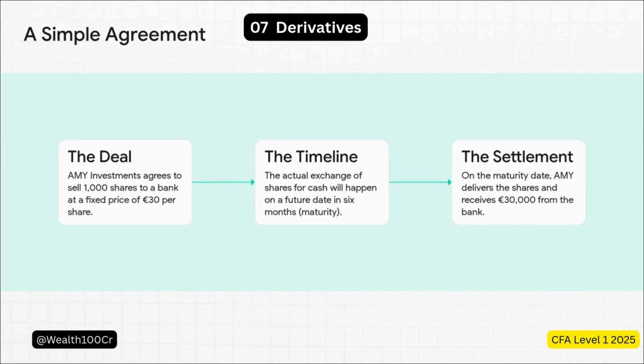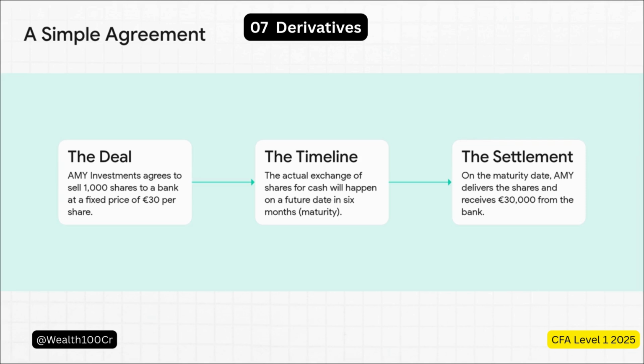All right, time for a small test. Let's look at this example. A company, let's call it AMY, agrees to sell 1,000 of its shares to a bank. The price is fixed today at 30 euros for each share. But the actual exchange will happen in 6 months.